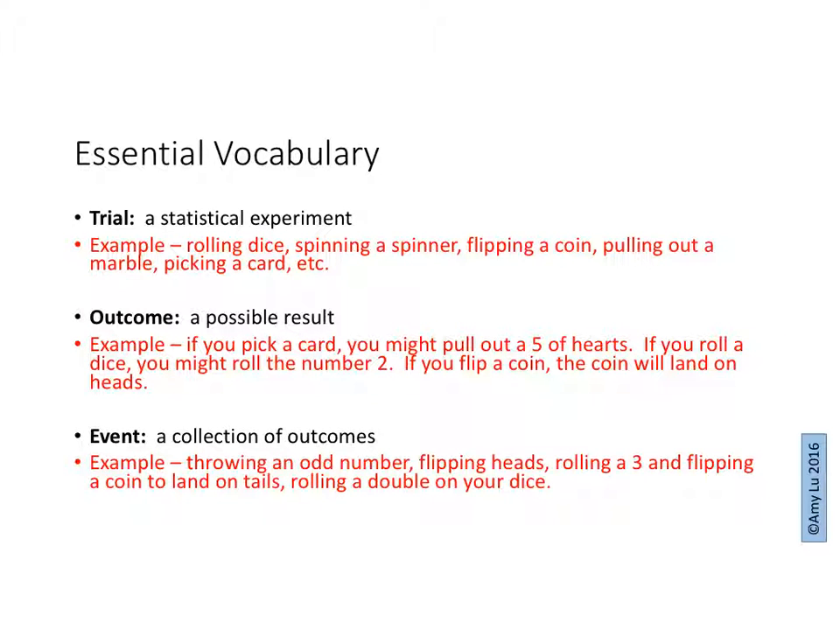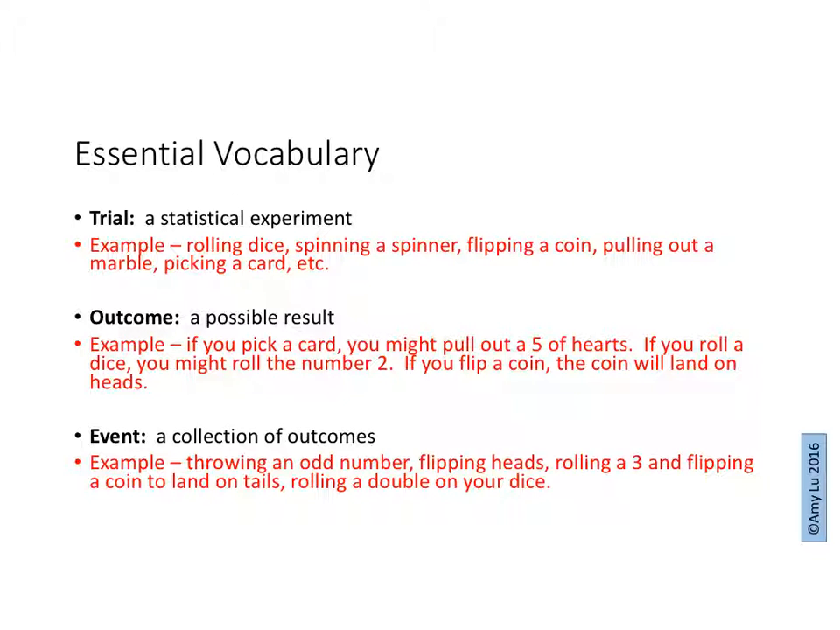Now, first of all, here are 3 key words you need to understand in this chapter. The word trial, which is a statistical experiment, such as when you simply roll a dice, spin a spinner, or flip a coin. These are just experiments. They're trials. When you do something, it's a trial. An outcome is a possible result.